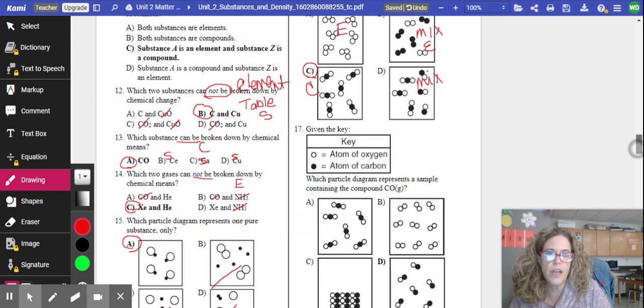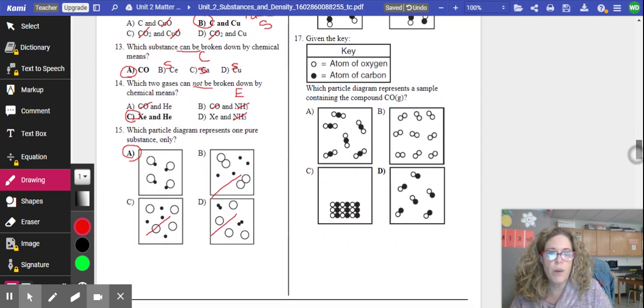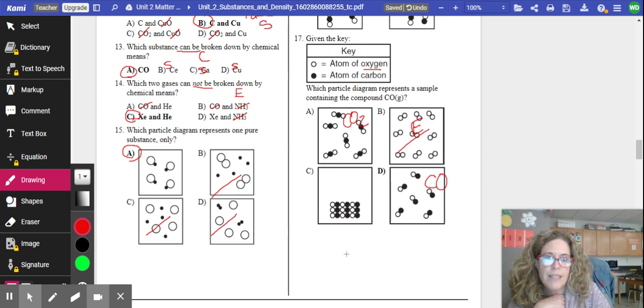All right, now we're moving on. Which particle diagram represents a sample containing the compound CO? That means I have a carbon and an oxygen, and it has to be a compound. This is an element, because a compound would have to have a carbon and an oxygen. So this could be carbon and oxygen. Oh, this one's a tricky one. This one is CO2, because if this is the oxygen, I have two of those oxygens. This one would be CO. That's why this one is choice number D.